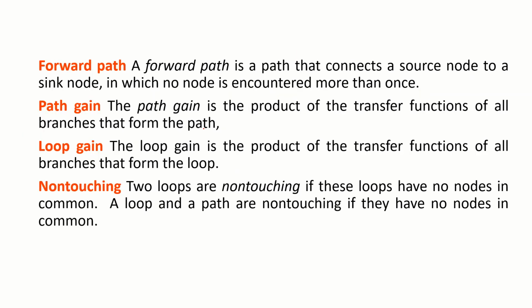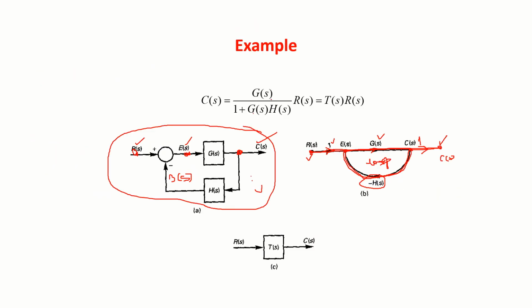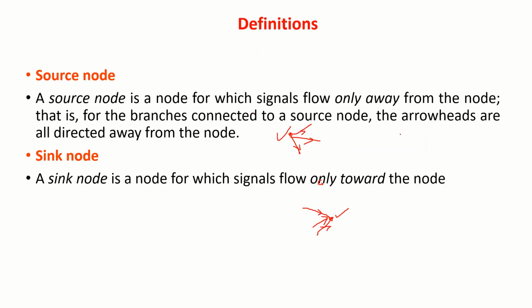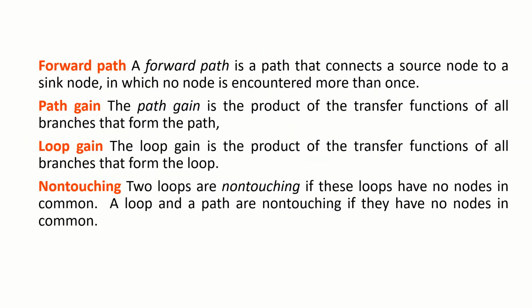So forward path is set. Then path gain. Suppose you take this path. The branch gain is 1. Here the branch gain is G of S, or transfer function is G of S. Again, branch transfer function or gain is 1. So 1 into G of S into 1. That is what I call as path gain. The path gain is the product of all the transfer functions of all branches that form the path.